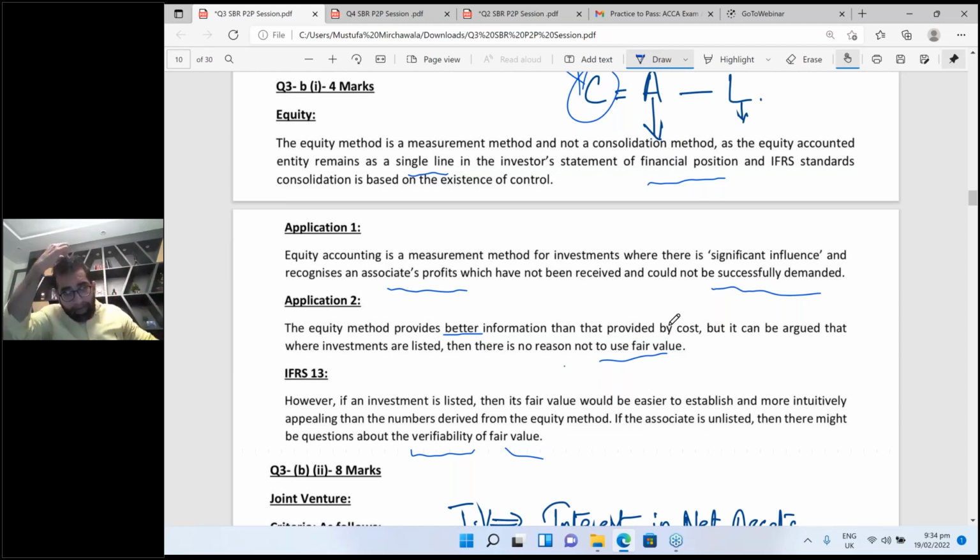You don't do top to bottom adding together. In consolidation with a subsidiary, you do top to bottom adding together. But in equity accounting, you just report the complete investment in a single line. And when you report anything in one line, many things are hidden, many things are not reported accurately. What is the logic? Let me give you one practical example.